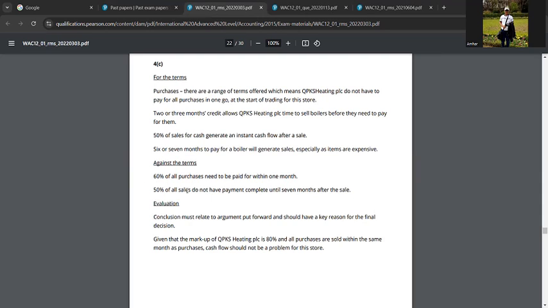And then 50% of all sales do not have payment complete until 7 months after the sale. So for 50% of all the sales, they can't take the total value until 7 months after. Okay, so that's the disadvantage. And then for evaluation, you can give a conclusion based on the arguments that you gave earlier.